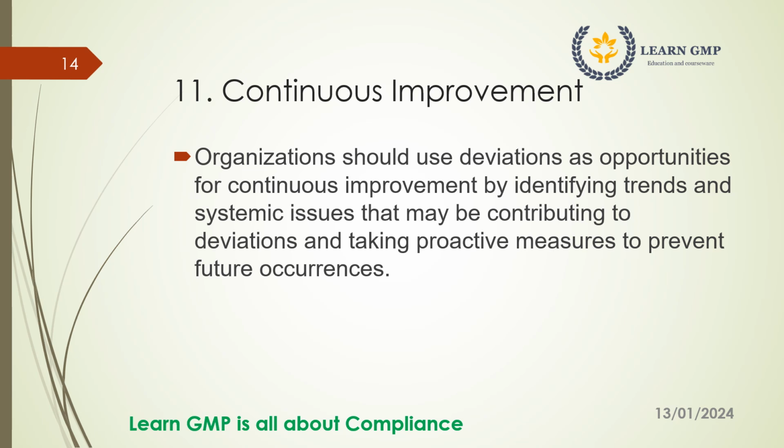Step 11. Continuous improvement. Organizations should use deviations as opportunities for continuous improvement by identifying trends and systemic issues that may be contributing to deviations and taking proactive measures to prevent future occurrences.